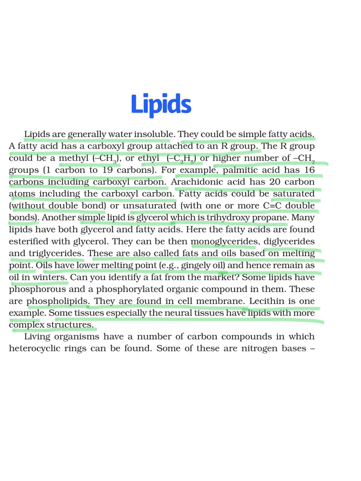Then there is a special type of lipids, also known as phospholipids. See, the word phospho is attached here, and phospholipids are found in the structure of plasma membrane also, which we have already studied. Some lipids have phosphorus and phosphorylated organic compounds in them, that is why they are known as phospholipids. As in the example we just took, they are present in the cell membrane. For example lecithin, which is one of the phospholipids. And some tissues, especially the neural tissue, have lipids with more complex structure also.